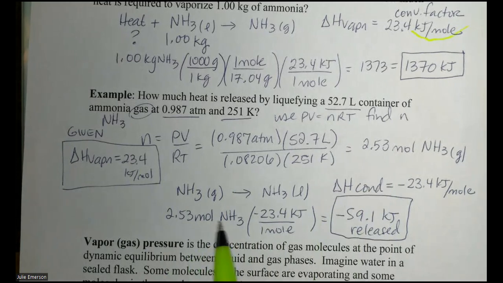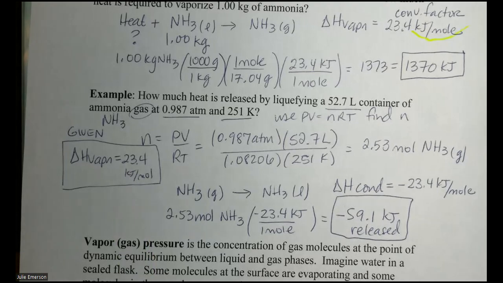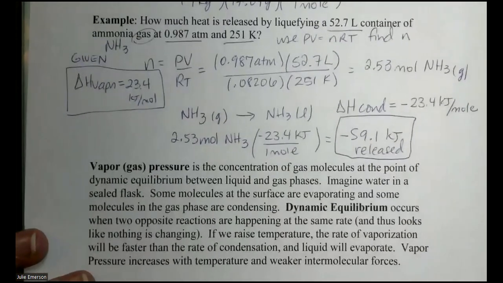And then if I know how much ammonia I have, using that heat of condensation, I can figure out my energy released. Now, again, heat of condensation is the same as heat of vaporization. We just changed the sign because we just flipped the reaction. So what you'll find in chapter 12, you're definitely going to have a lot of thermo.